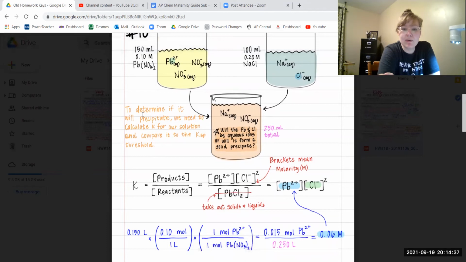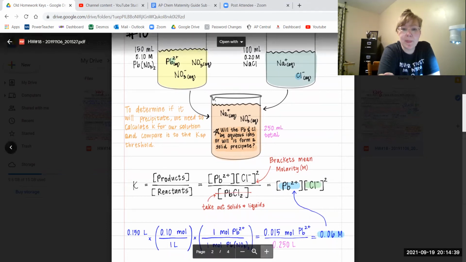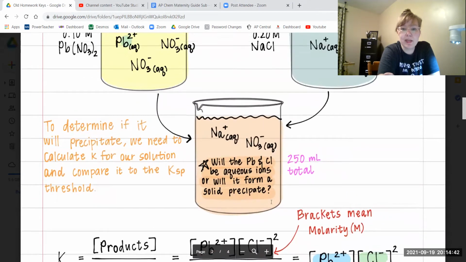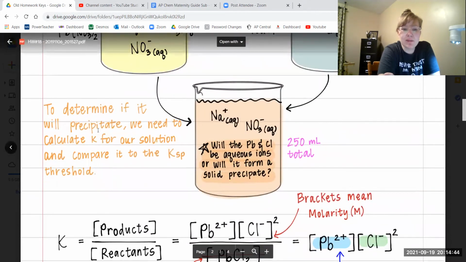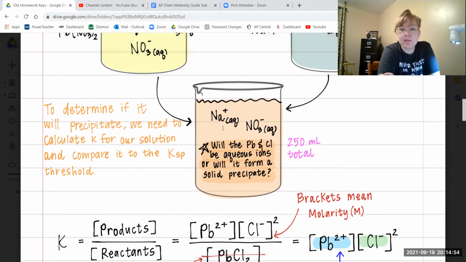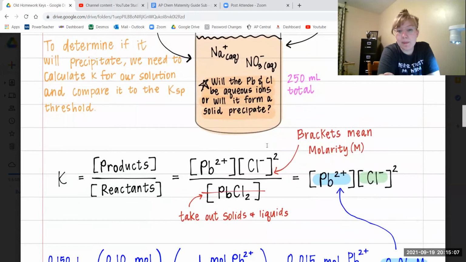To determine if it will precipitate, we need to calculate K for our solution and compare it to the Ksp threshold. We're not worried about the sodium. We're not worried about the nitrate. What we're thinking might precipitate is the lead and the chlorine. So this is as far as I had gotten in my paper before I ran out of space.